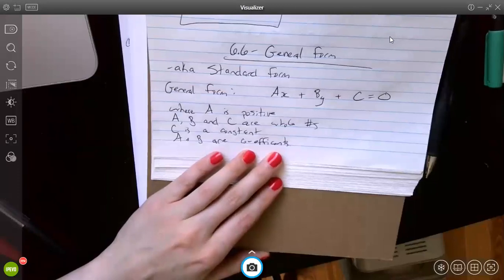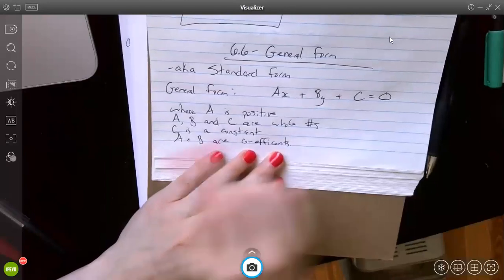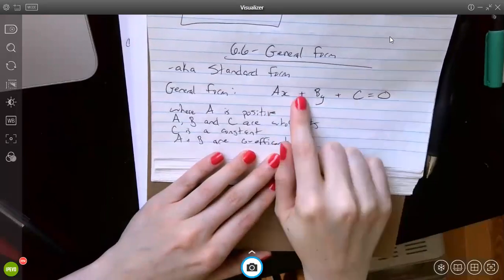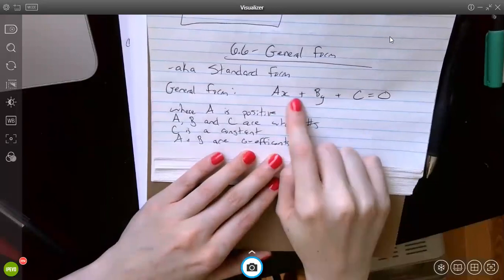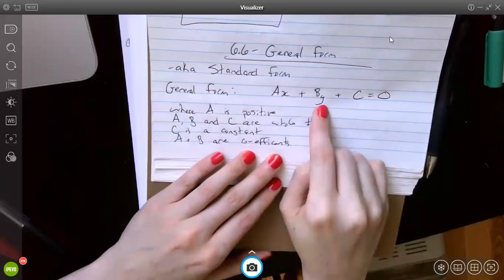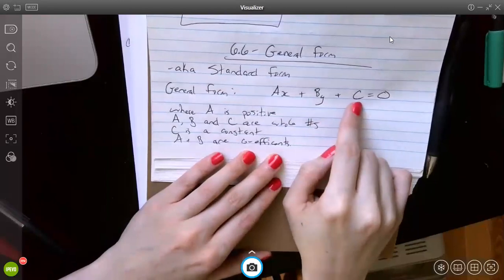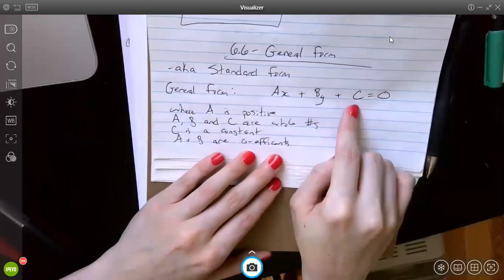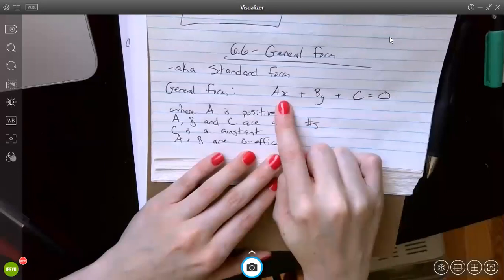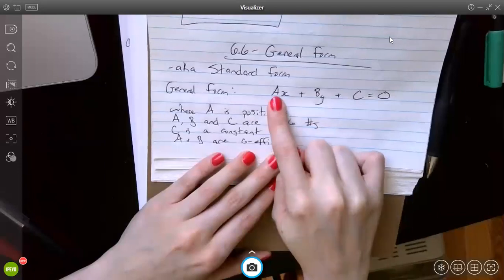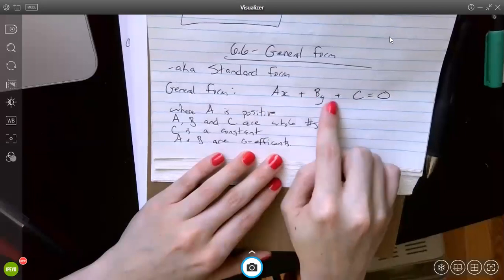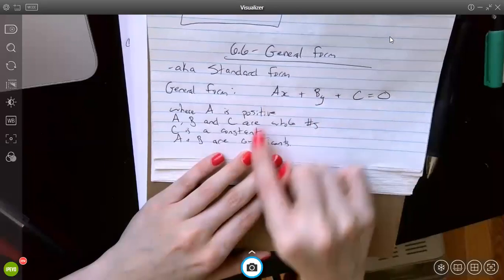So the general form of the equation of a line is also sometimes called the standard form. And the way we write it is ax plus by plus c equals 0, where a and b are just coefficients, so they're just numbers in front of the x and y, and then c is a constant, so it's a number that's by itself. The one important thing to know is that a, b, and c do all need to be whole numbers, and the a has to be positive. The B and the C could actually be negative, so these could be minus signs in here, but the A has to be a positive number.